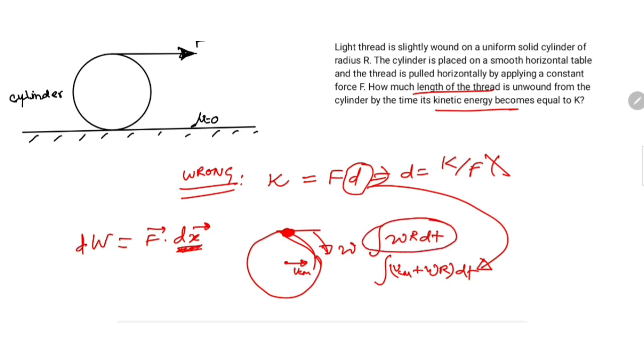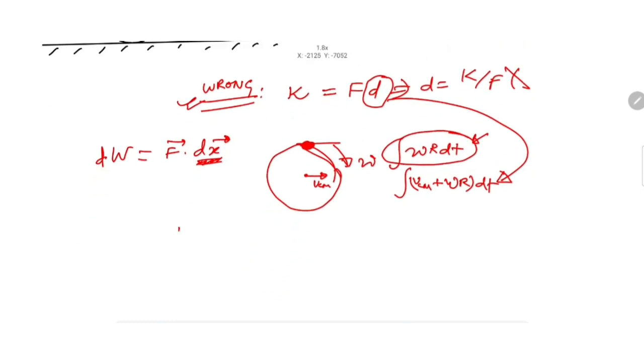So I think you understood what is the difference. So that was the wrong thing in this method. We are asked integral omega r dt, whereas we are finding integral vcm plus omega r dt. Now let me proceed with what the correct solution must be.